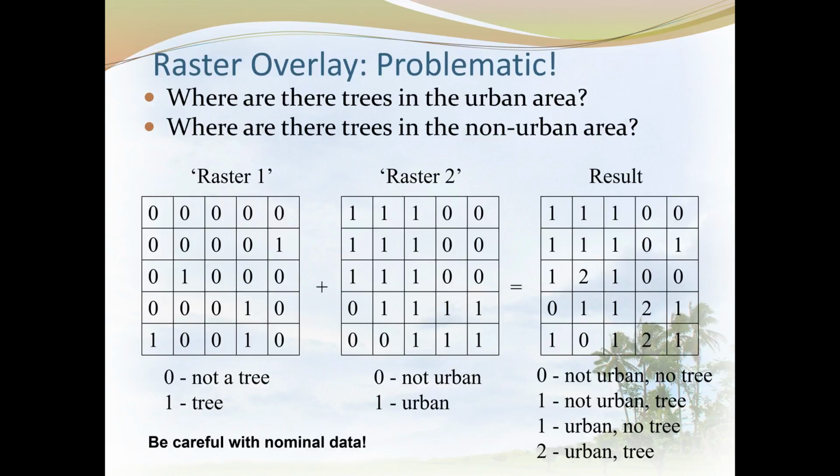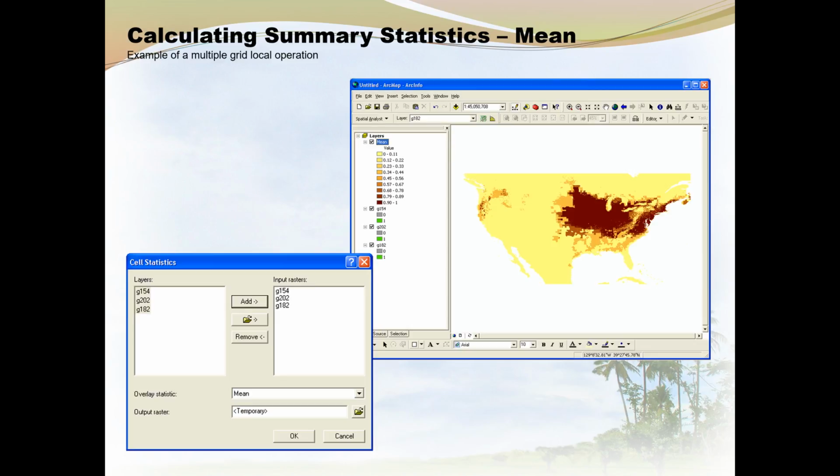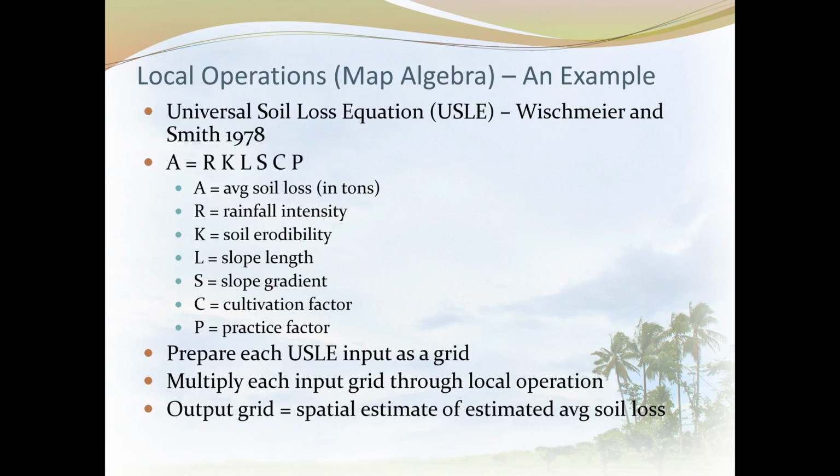So here we have a tree, okay. So maybe when we add together, we have urban, we have a tree. And maybe you could say, well, what does 1 mean? And here we have urban, then the number doesn't mean anything. So the nominal data could be a little different and tricky here. So we were calculating summary statistics. We can do mean, and we can do a lot more, okay?